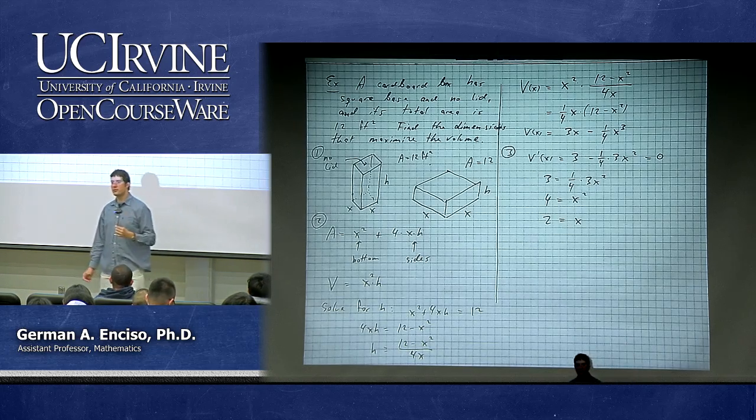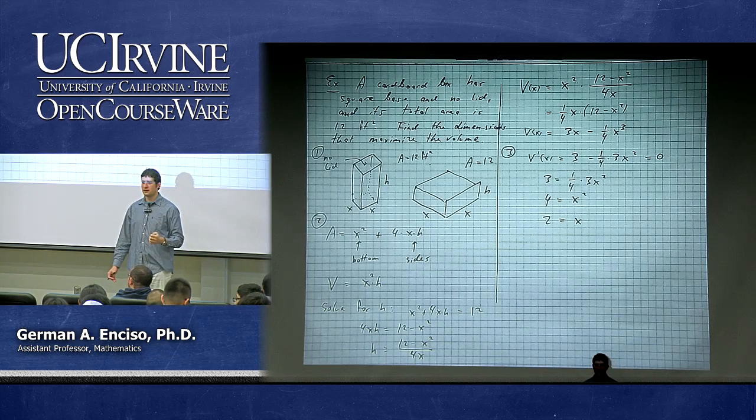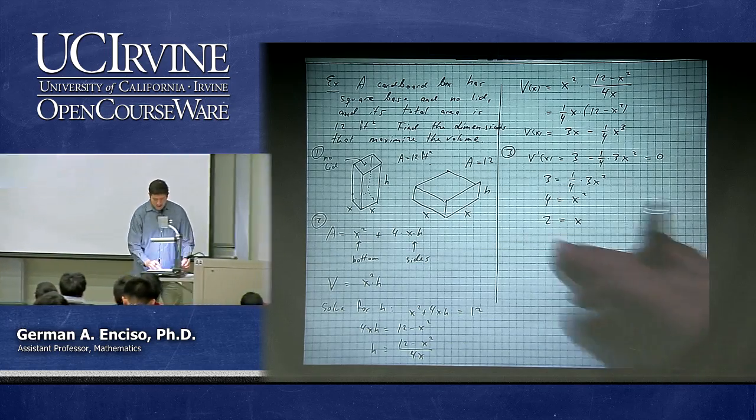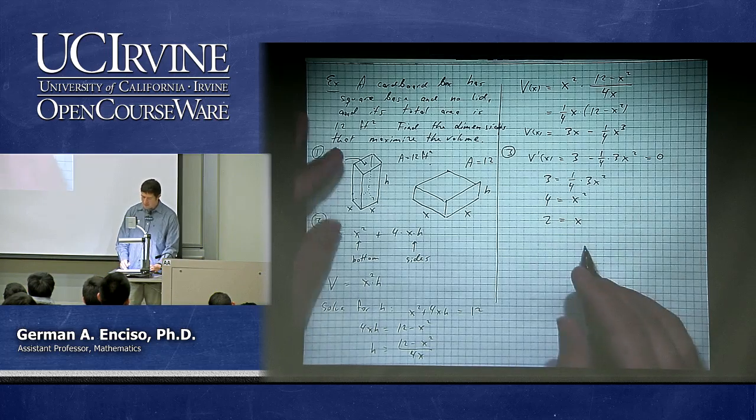Why not -2? Because -2 is not a measurement. -2 is not a measurement, that's right. You're going to be hard-pressed to find a box that has side equal to -2. That'll be pretty hard, right? So then we keep to the positive values of those boxes.